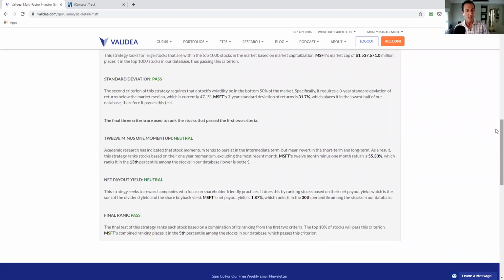The next criterion is 12-minus-1 month momentum. That's just a momentum statistic. It's saying, let's take the 12-month return, exclude the 1-month return, and percentile rank stocks based on that. This is trying to get stocks that are exhibiting momentum versus stocks that aren't. And then it looks at the net payout yield, which is basically a way that the company can return cash to shareholders. It's the dividend yield plus the share buyback yield. And then it does a final rank based on those two combined criteria. So that's an example of how one of these strategies works.